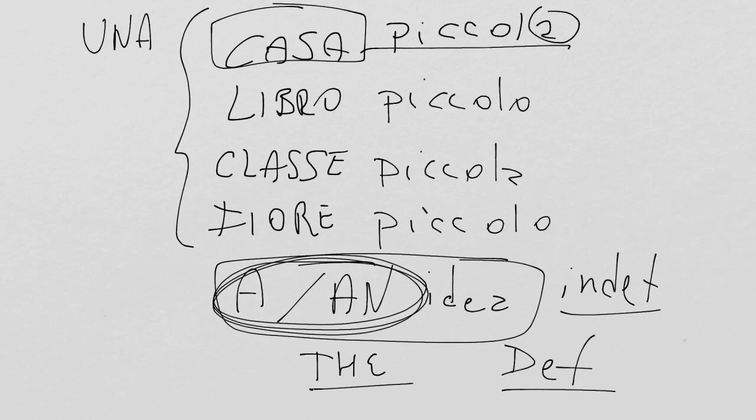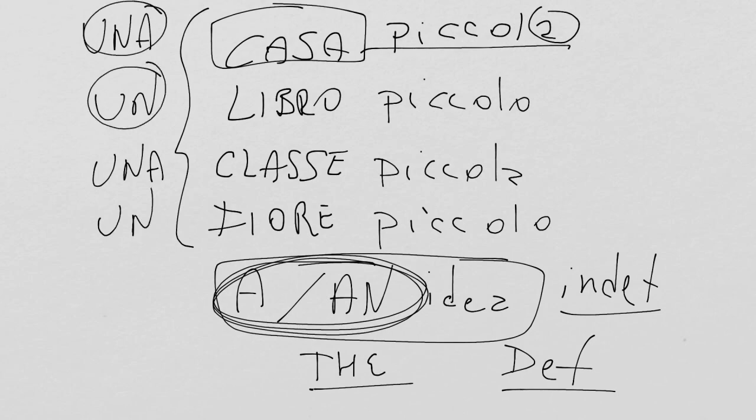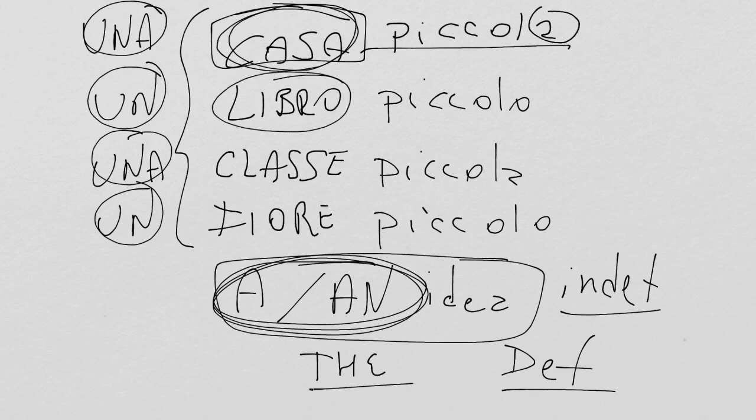Una for the feminine, una casa piccola. Un for the masculine, un libro piccolo. Una classe piccola, un fiore piccolo. The two forms, una e un. Now, there is no plural. Why? Because if we say a house, a book, a class, and so forth, well, it can only be one.